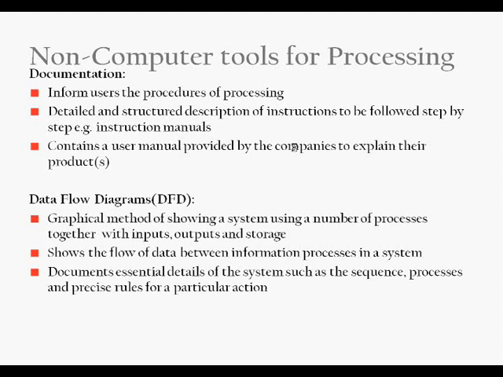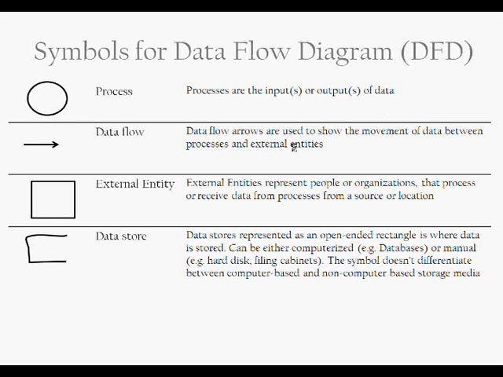Diagrammatic representation of processing. Diagrams are able to communicate complex information and relationships between processes within a system rather than using text. There are various techniques to show processes diagrammatically, representing processing within information systems. Symbols for data flow diagrams.